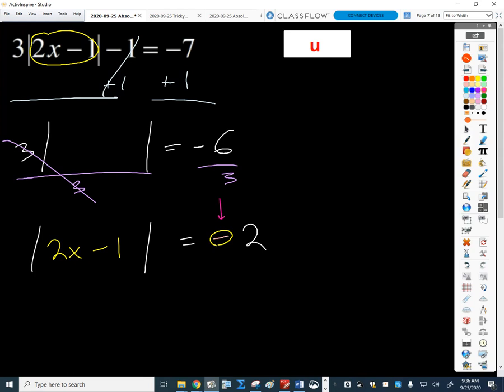So then what do you think? Jason, what values of x, how would you answer this then? What values of x could make this happen? Could make an absolute value equal negative 2? What do you think?